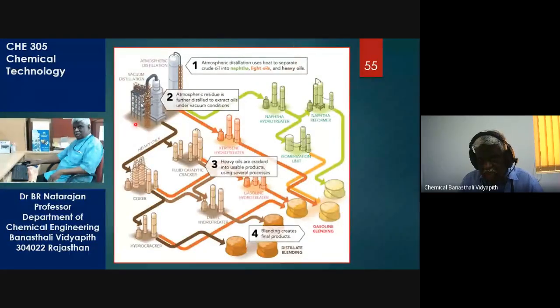All this is happening: atmospheric distillation, cracking, reforming, alkylation, blending. So we will take up isomerization. So cracking, reforming, alkylation, isomerization, hydrocracking, many such things are happening in downstream, which we'll take up in the next lecture.